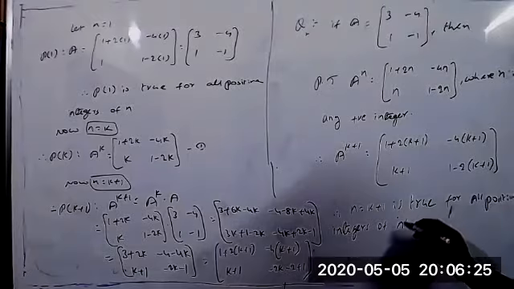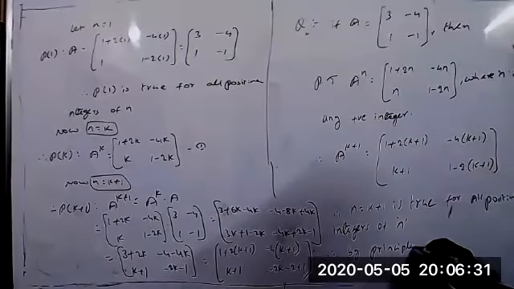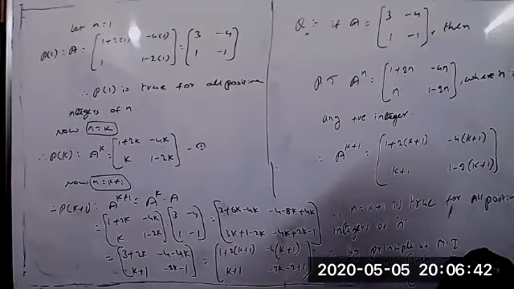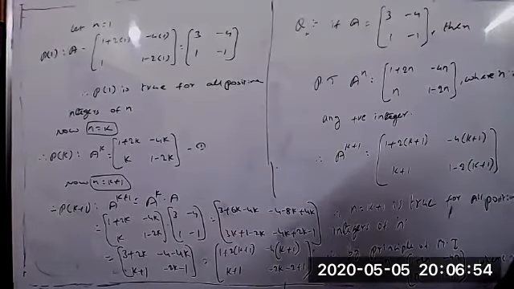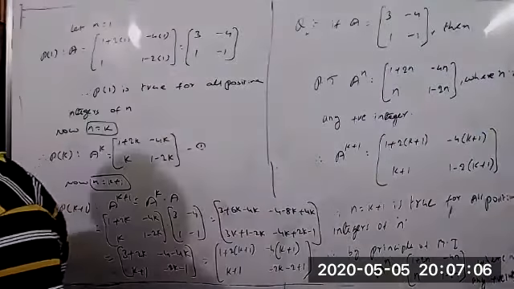So therefore, by the principle of mathematical induction, A power n equals 1 plus 2n, minus 4n, n, 1 minus 2n, where n is any positive integer. Like this we have to write the procedure in the examination. Then you will get full marks in the examination.